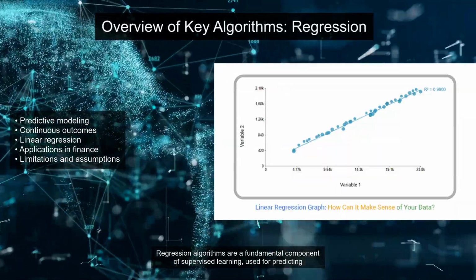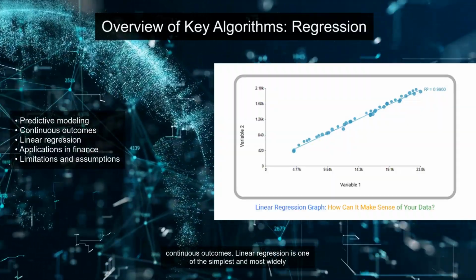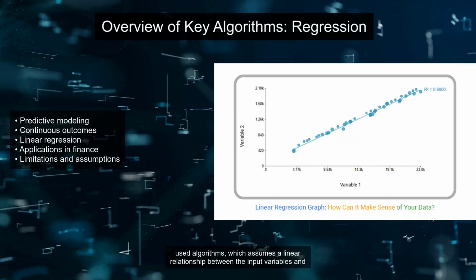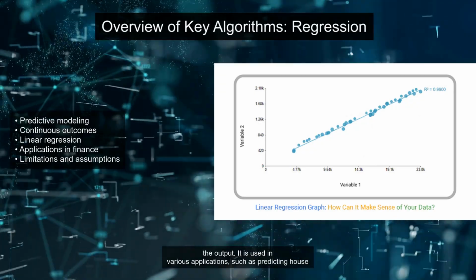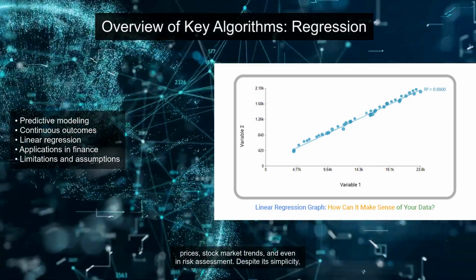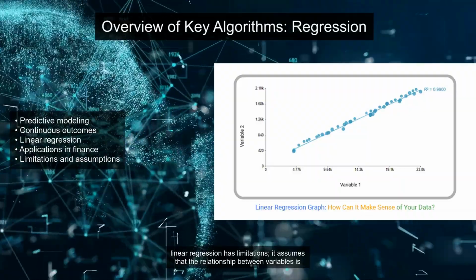Regression algorithms are a fundamental component of supervised learning, used for predicting continuous outcomes. Linear regression is one of the simplest and most widely used algorithms, which assumes a linear relationship between the input variables and the output. It is used in various applications, such as predicting house prices, stock market trends, and even in risk assessment. Despite its simplicity, linear regression has limitations.